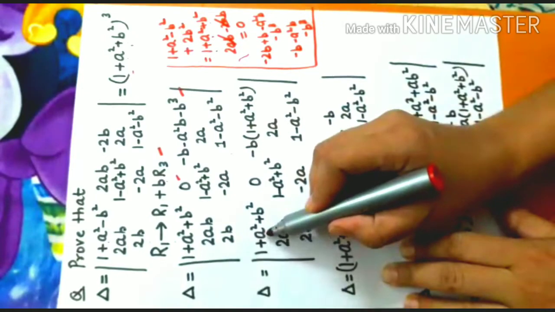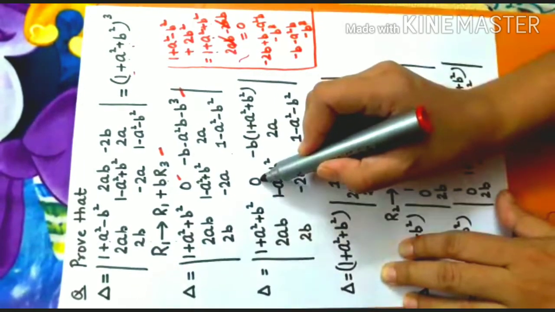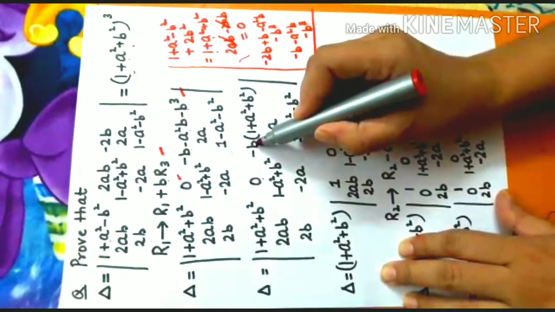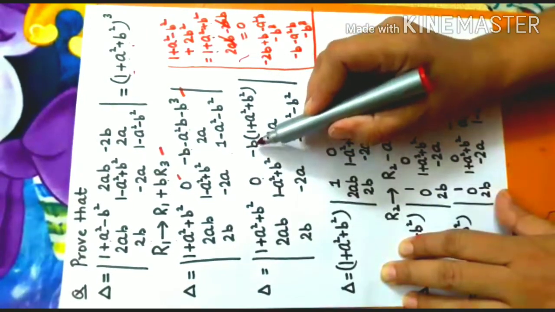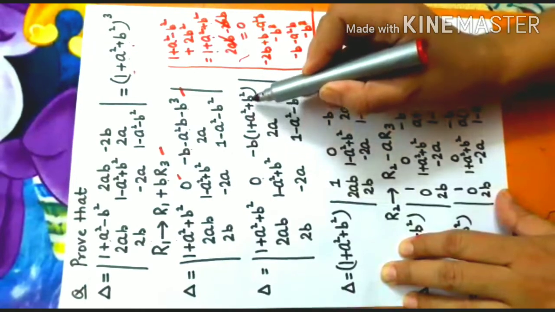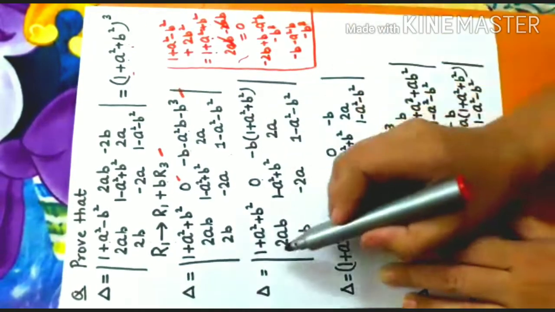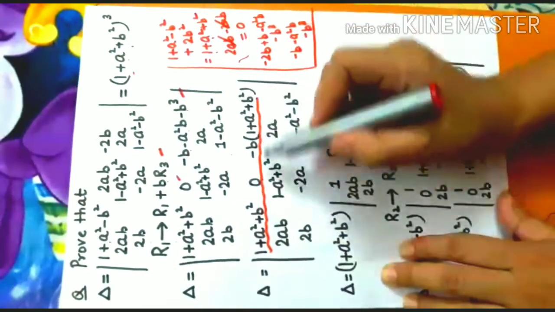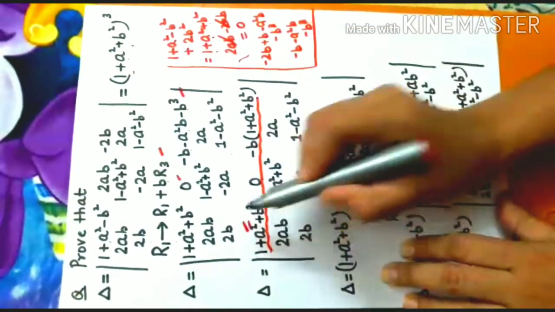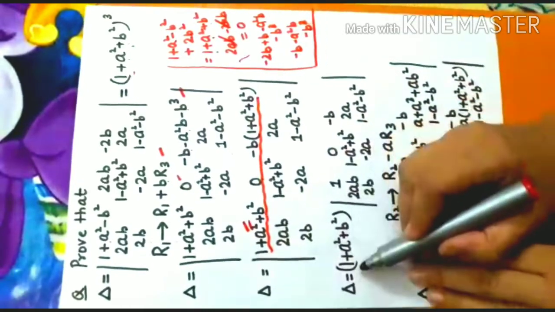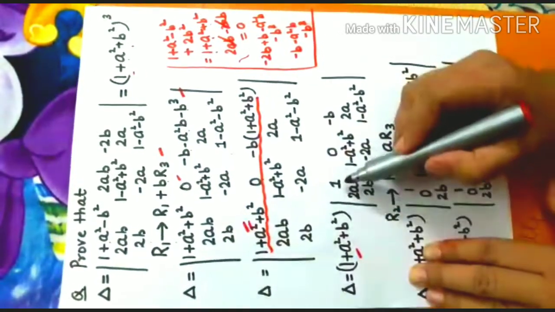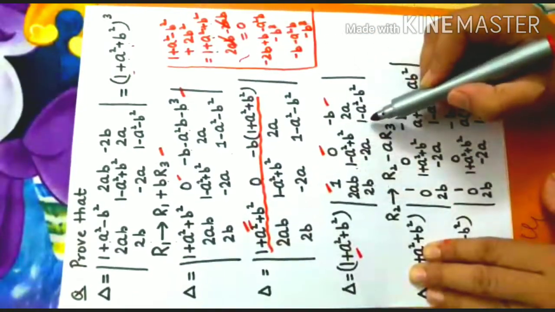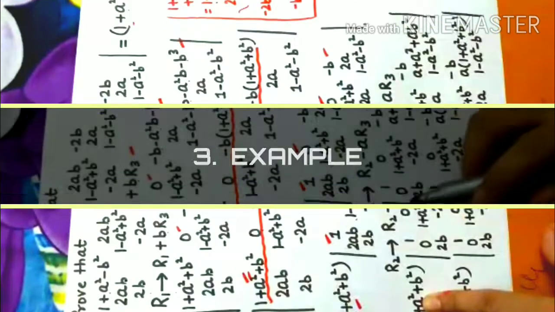So here this is 1 plus a squared plus b square, 0. And from these three terms, I'm taking negative b common. So I'll be getting negative b into 1 plus a squared plus b squared. Now you can see that from first row, that is R1, I can take this vector common. So I'm taking this vector out. So first row will be 1, 0, minus b. Second and the third rows will remain same.